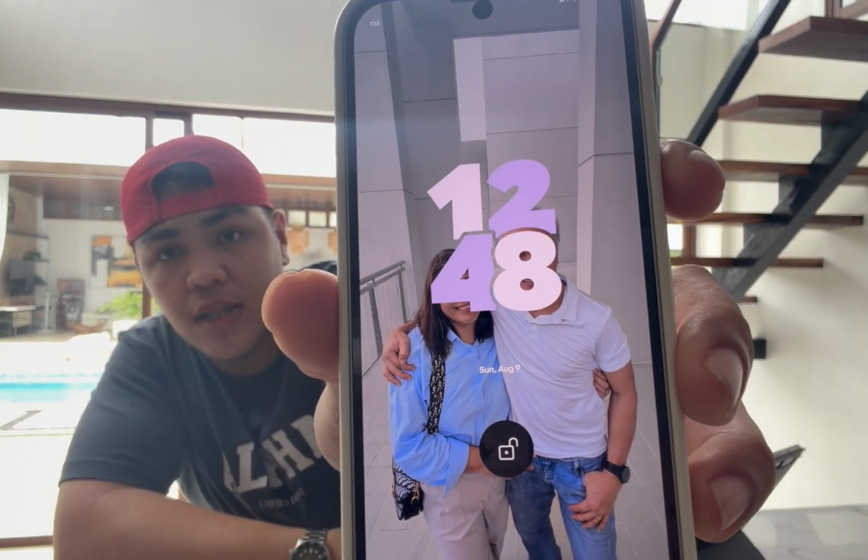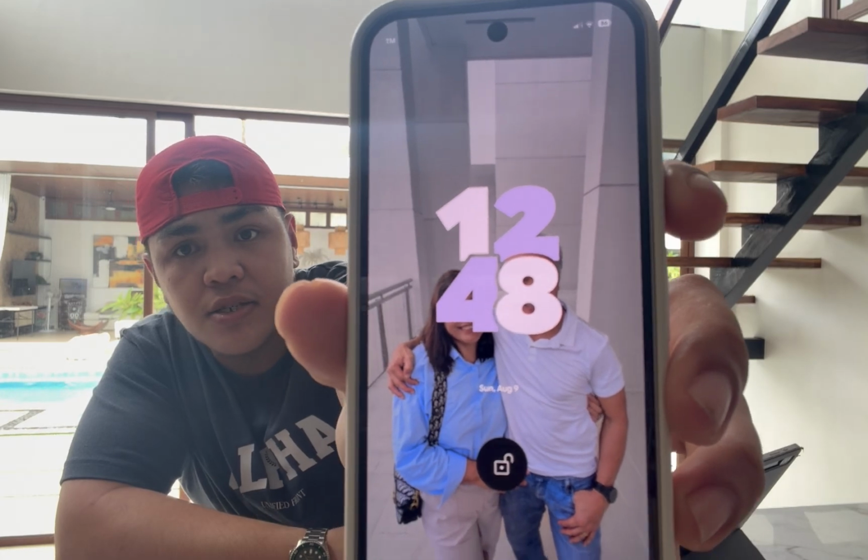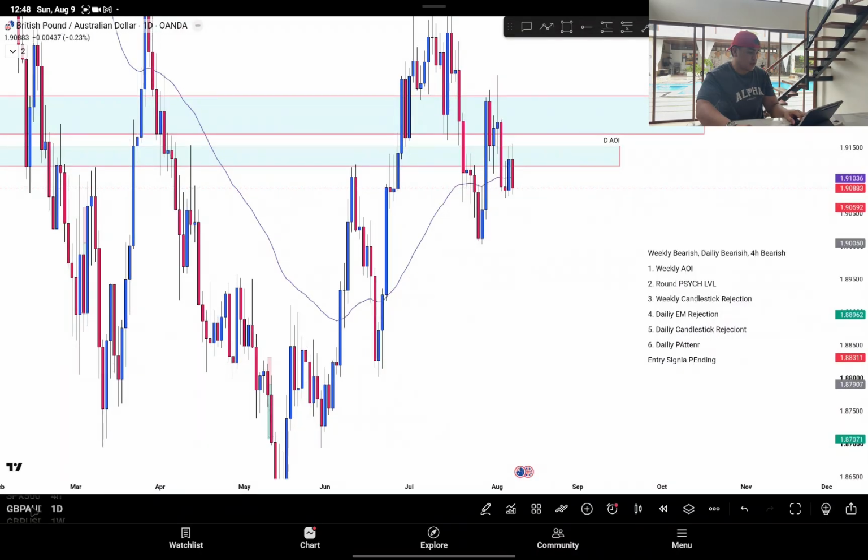So all we have to do is have a market update for this upcoming week. As you can see, today is Sunday, August 9. This will be the exact Sunday swing or market breakdown that we could do for the $0 to 5-digit money maker challenge.